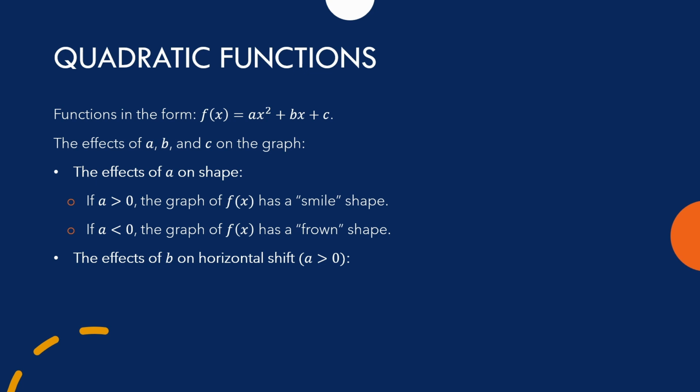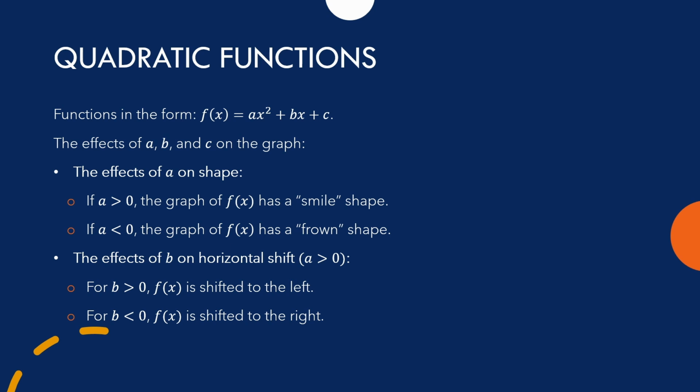Now let's take a look at the effects of b on the horizontal shift. That is, b affects the horizontal shift of the parabola, and that is given that a is greater than 0 in this case. First, if b is greater than 0, then f of x is shifted to the left. And again, if b is less than 0, f of x is shifted to the right. And again, if a is less than 0, the above two statements flip. That is, if a is less than 0 and b is greater than 0, then f of x is shifted to the right. And if b is less than 0, f of x is shifted to the left.